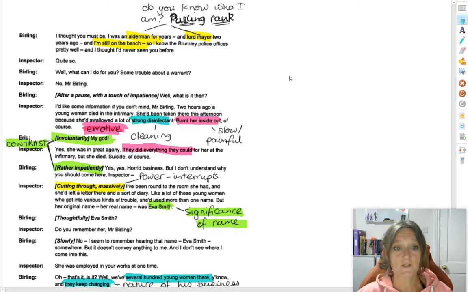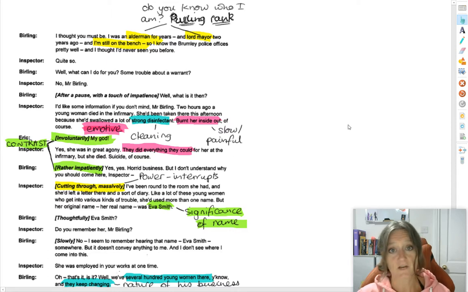I'd like some information, if you don't mind, Mr. Birling. 2 hours ago, a young woman died in the infirmary. So the infirmary is the local hospital. She'd been taken there this afternoon because she'd swallowed a lot of strong disinfectant. Burnt her inside out, of course. So this is quite emotive, but it's also very, very blunt indeed. Will it become significant? Yes, it will become significant, the way that this girl killed herself, the way she committed suicide. She swallowed strong disinfectant.